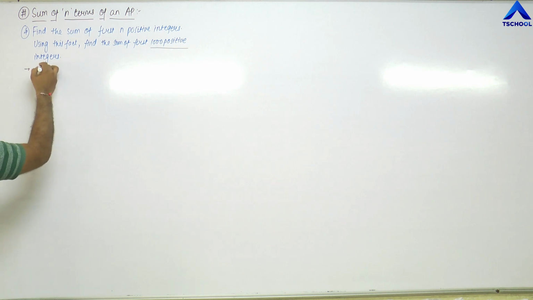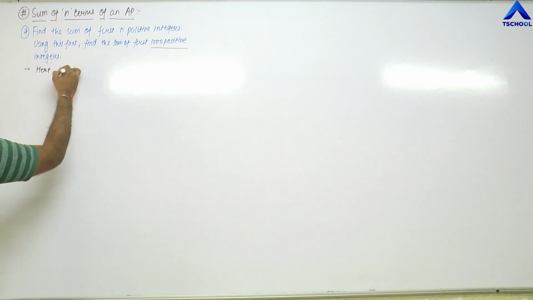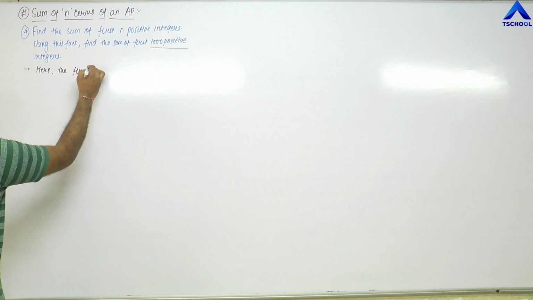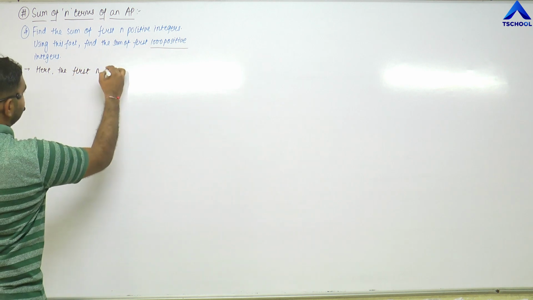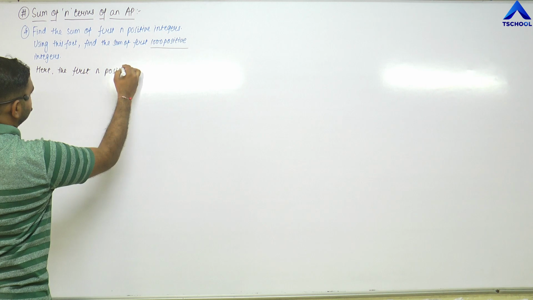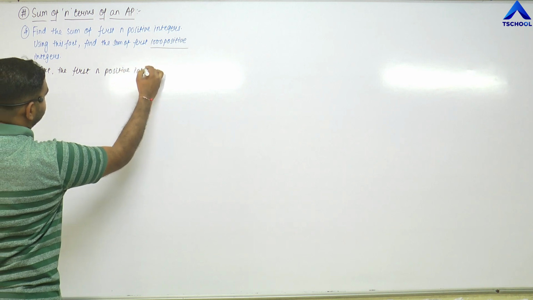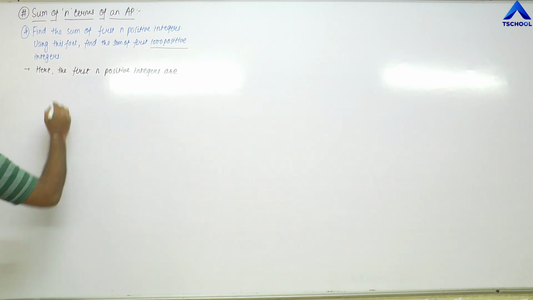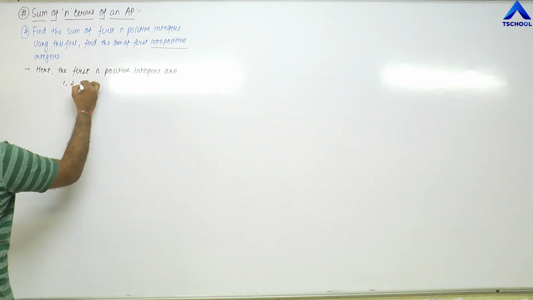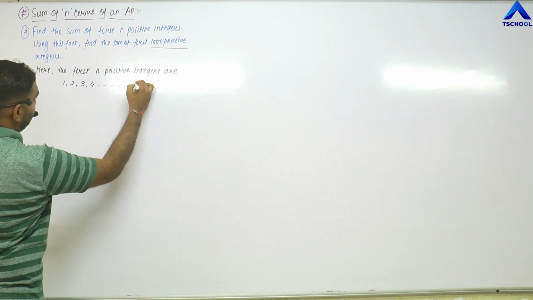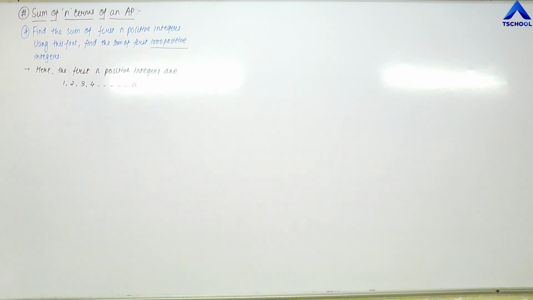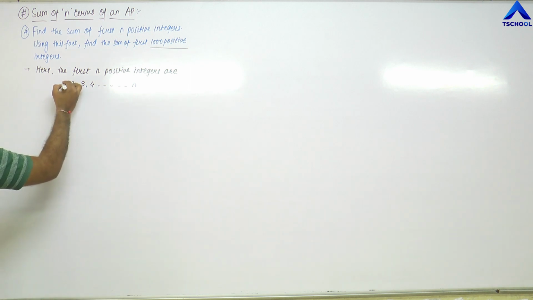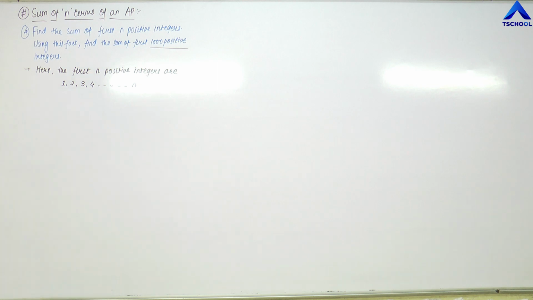So here the first n positive integers are 1, 2, 3, 4 up to n, right? So this is the list of first n positive integers starting from 1. Friends, don't start it with 0, because that is not a positive integer.